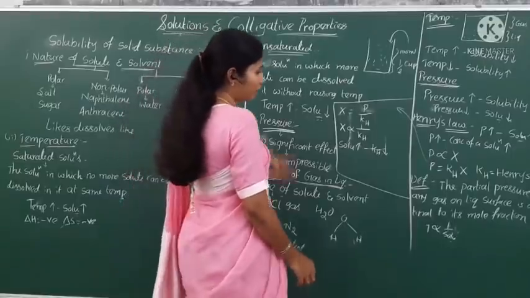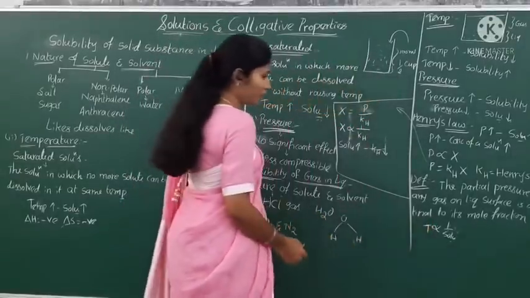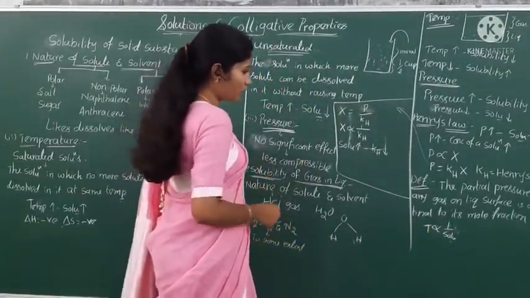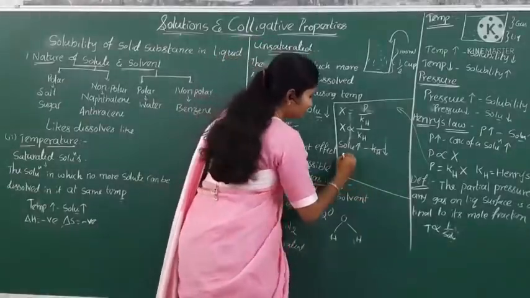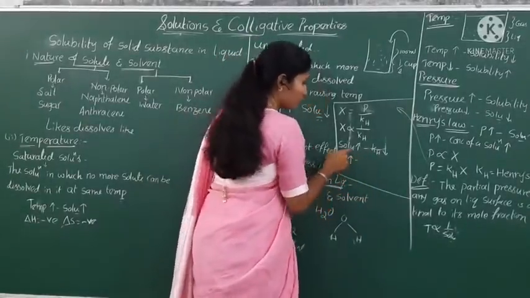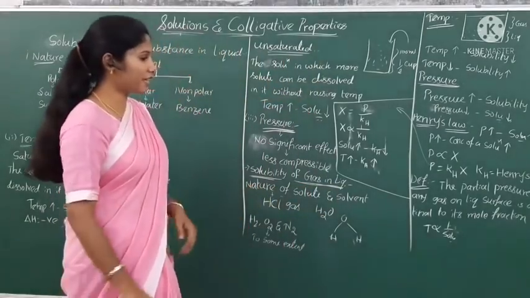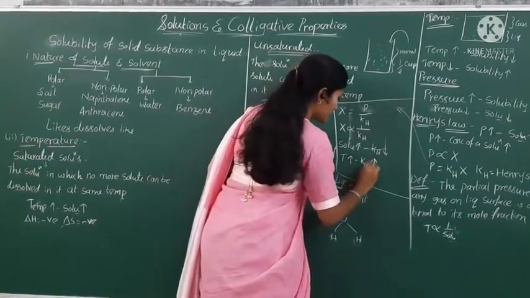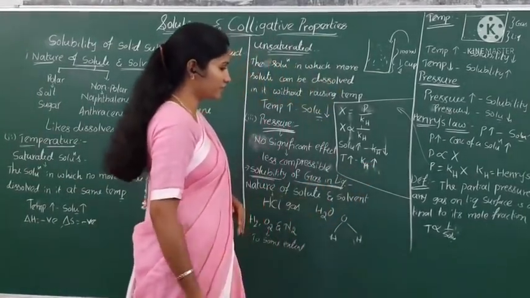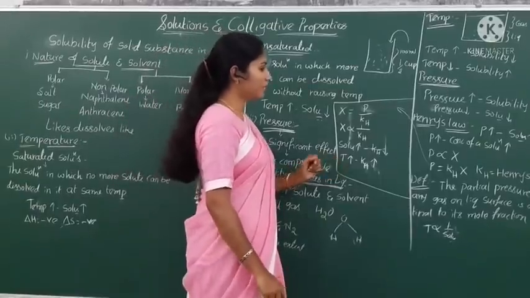By rising of temperature, solubility decreases, since temperature and solubility are inversely proportional. So if the temperature increases, the KH value also increases. That means the Henry's constant value also increases. It is about Henry's law.